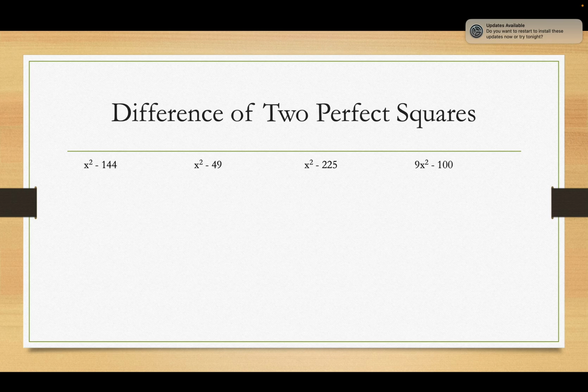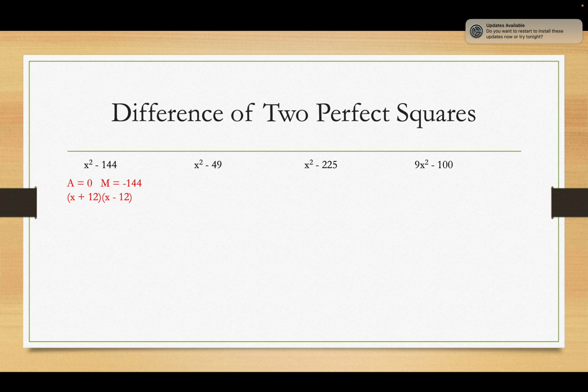Okay, so checking out that first one, I need two numbers that multiply out to negative 144 and add to 0, because there's really a 0x in the middle there. And that means they add up to 0 and multiply to negative 144. So that's x plus 12 and x minus 12.